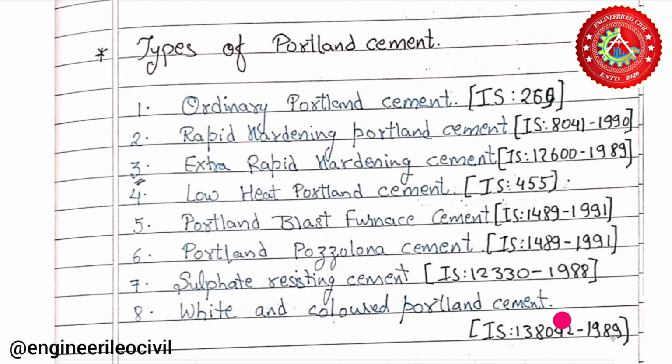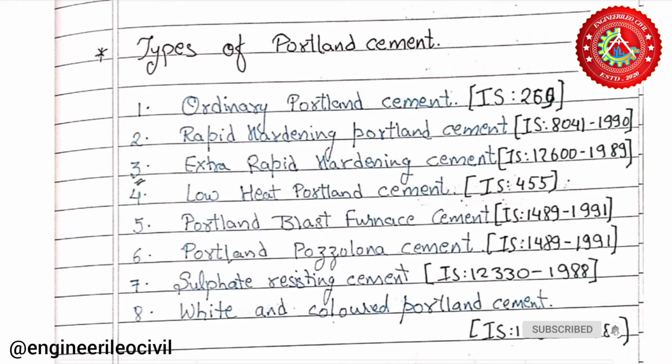The next cement is Portland pozzolana cement. It is manufactured by intergrinding of Portland cement clinker and pozzolana, such as burnt clay, shale or fly ash. It can also be made by blending instead of intergrinding. 10 to 25% of pozzolana can be used in practice. This cement has more resistance to chemical and seawater attack. It also has low heat of hydration.